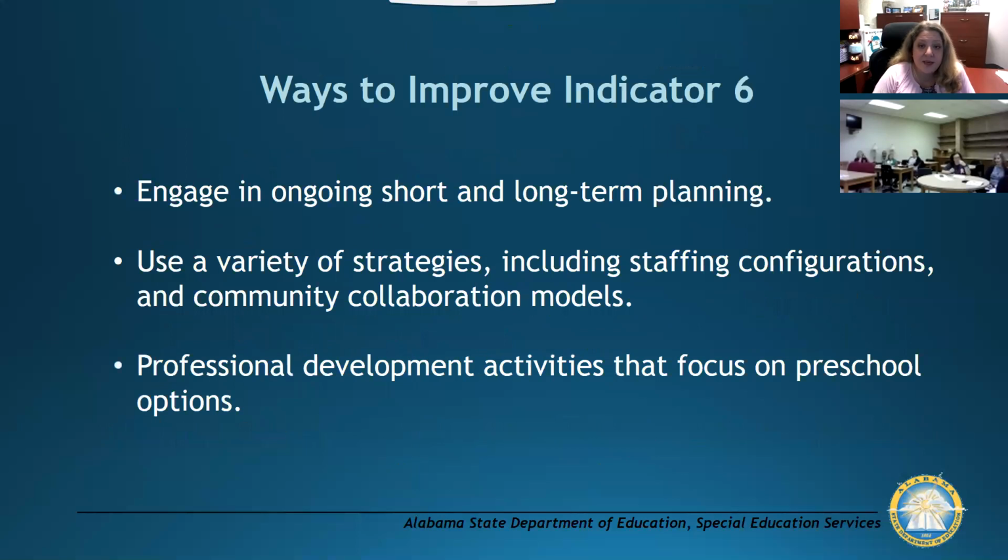Some more ways to improve indicator 6. Talk about ongoing short and long-term planning. Periodically evaluate the child's progress towards the goal, how the current LRE is working for that child, and how the current LRE might be affecting those outcomes. Use a variety of strategies. Talk about staffing configurations, which we talked a little bit about, and community collaboration models. Look at some PD for preschool like we're doing today.